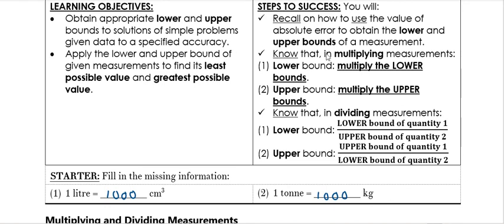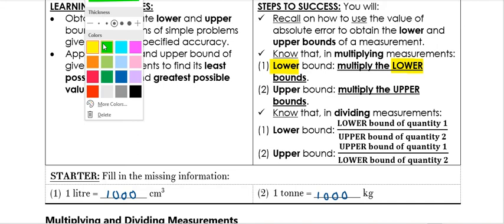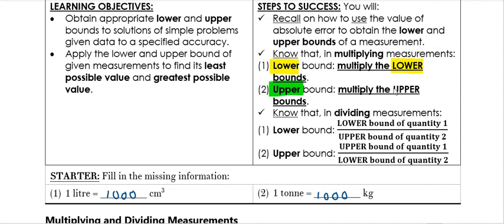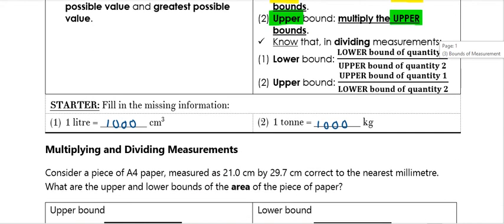Know that in multiplying measurements you have to do multiplication, right? So when you find the lower bound, you have to multiply the lower bounds. Remember that. And when you want to find the upper bound, you have to multiply the upper bounds of your measurements. Okay, now let's move on to the next one.